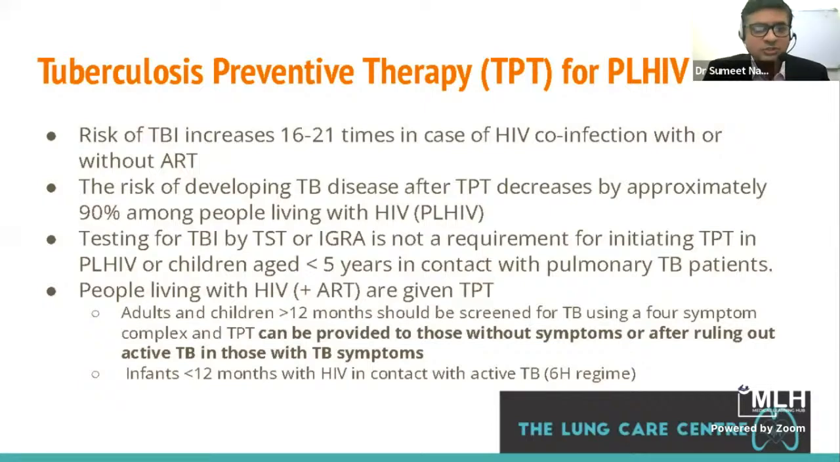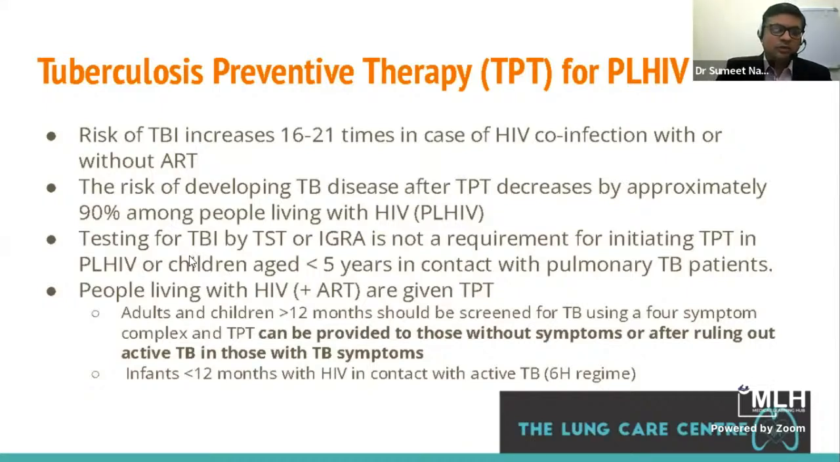Now, tuberculosis preventive therapy. This is the recent update which has come since July 2021 in the National Tuberculosis Elimination Program. The rationale behind preventive tuberculosis therapy is that risk of TB infection increases by 16 to 21 times in case of HIV co-infection with or without ART. And the risk of development of TB after tuberculosis preventive therapy decreases by approximately 90% among people living with HIV.